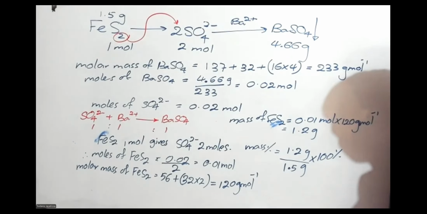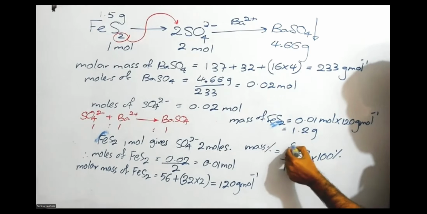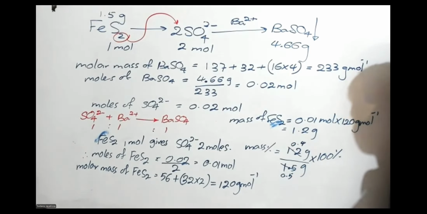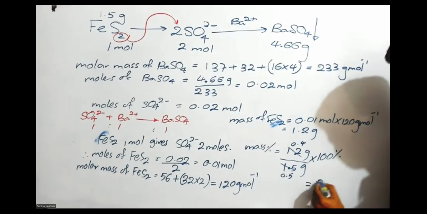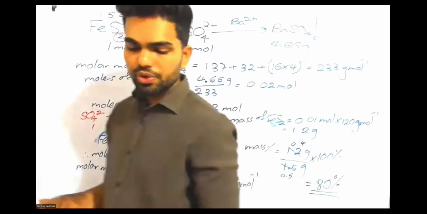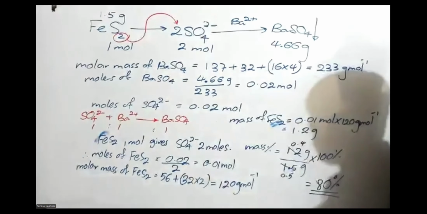So it is divisible. You can divide this one by 3, then it will become 0.4, and this will become 0.5. That means 80%. You will get 80% as the answer. Is that clear? How many of you got 80% for this one? Can I see a hand raise? Right. Now let's go to the next part.